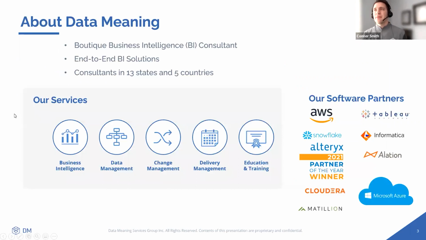All right, so a quick introduction about Data Meaning. Data Meaning is a boutique business intelligence (BI) consulting firm. We offer end-to-end BI solutions. We have consultants in 13 states and 5 countries. We offer business intelligence consulting, data management, change management, delivery management, as well as education and training. That's my specialty. I focus a lot on educating clients and other users on how to use Alteryx. We have several software partners such as Alteryx. Highlighting that one here, we were recently named the Alteryx US Partner of the Year. We also partner with Snowflake, Cloudera, Matillion, Microsoft Azure, Informatica, Tableau, and AWS.